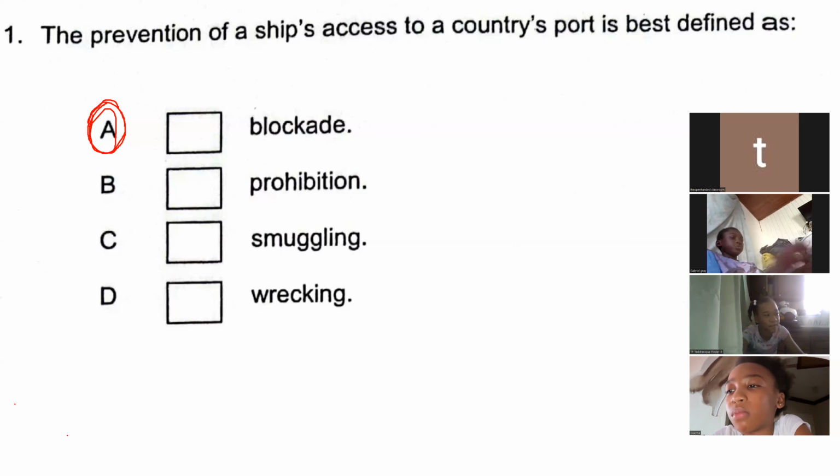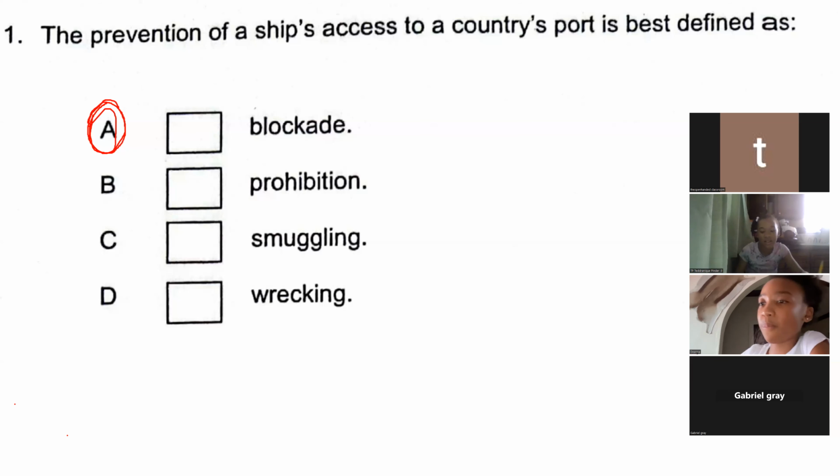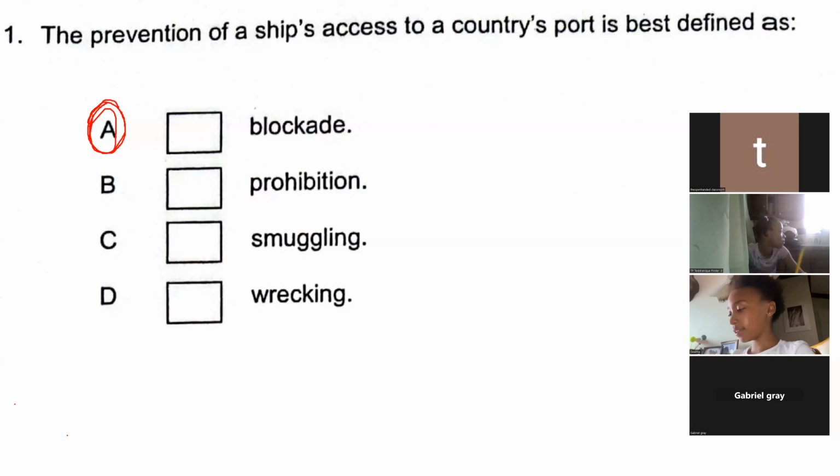Excuse me, can I start on a new page for social studies? Yes. Can you hear me? Yes, I can hear you. You say the answer is what? A, blockade. Very good. So when we have a prevention of a ship's access to a country's port, that is blockade.